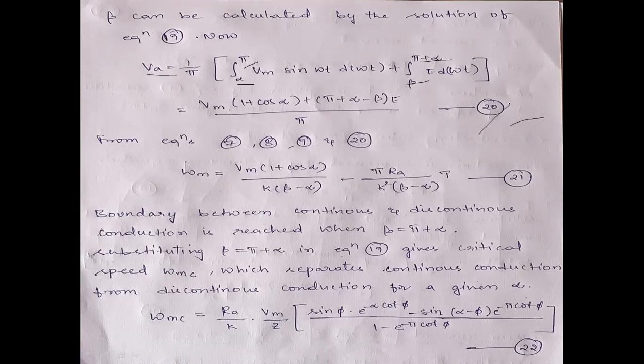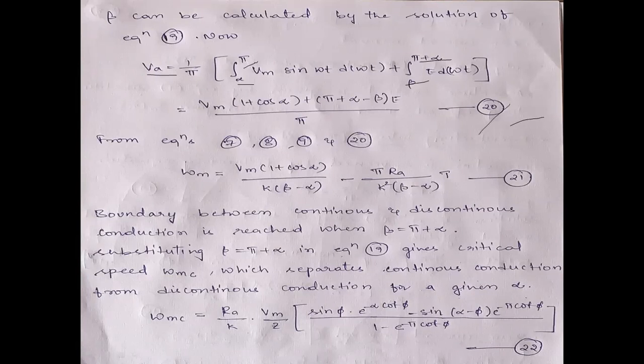This is the 20th equation. So if you go back, you have equations 7, 8, 9 and 20. Comparing all these, we can write the speed as Vm into 1 plus cos alpha by k into beta minus alpha, minus pi RA by k square into beta minus alpha into tau. When beta is equal to pi plus alpha, there exists a boundary between the continuous and discontinuous modes.